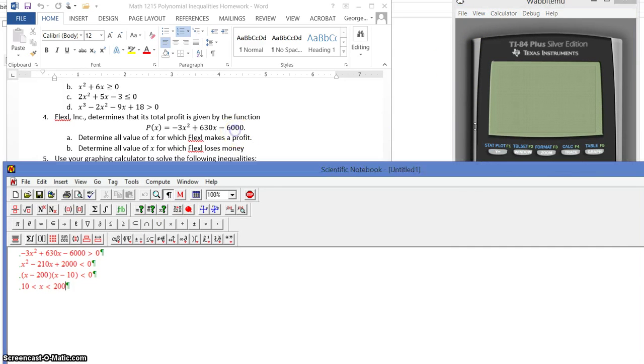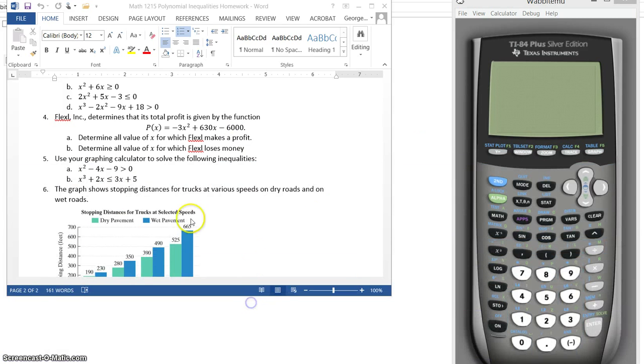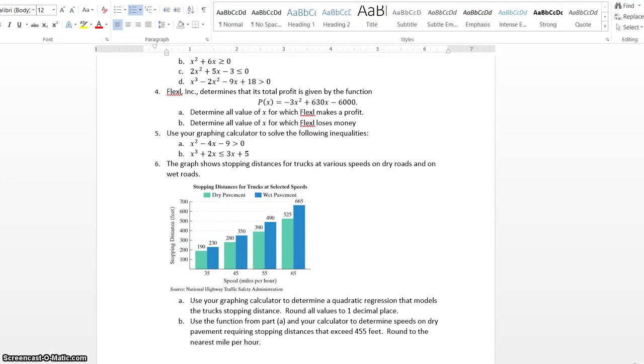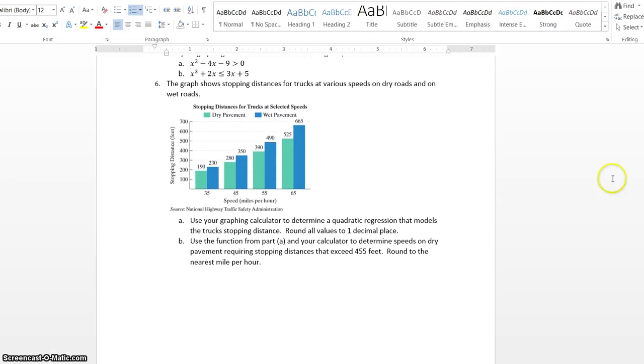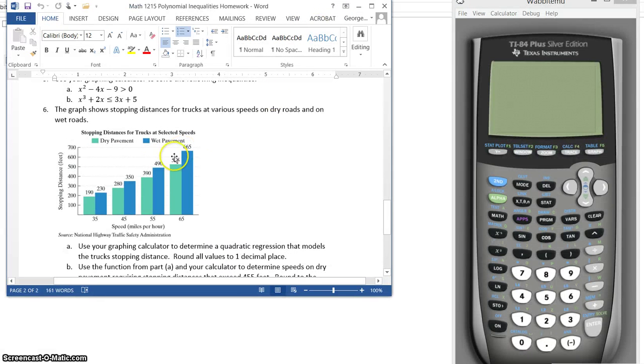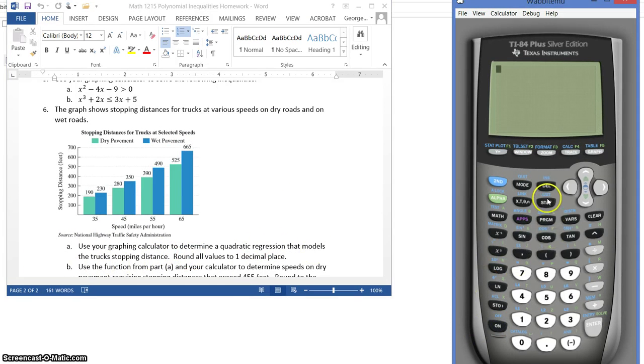Number 6 gives us some data here. And it says, use your graphing calculator to determine a quadratic regression that models truck stopping distance. Alright, so you're going to turn your calculator on, and you're going to type in the data. Now, a question is, which data should you use? Because there's two values, there's the dry pavement and the wet pavement. Well, looking ahead at part B, it wants information on dry pavement.